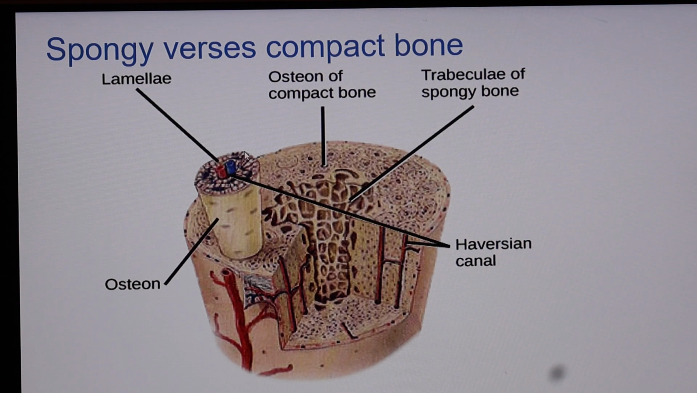This is another picture. Can you see? This is the outer part. The outer part, we said, is the compact bone. What does it contain? It contains osteons. This is an osteon inside this circle here. So there are lots of osteons inside the compact bone. And this is our inner part. The inner part is the spongy bone that contains the trabeculae.